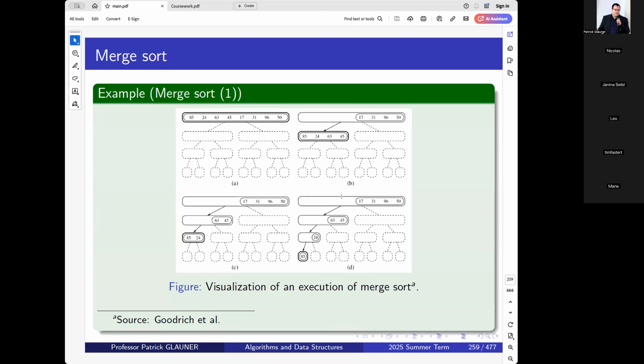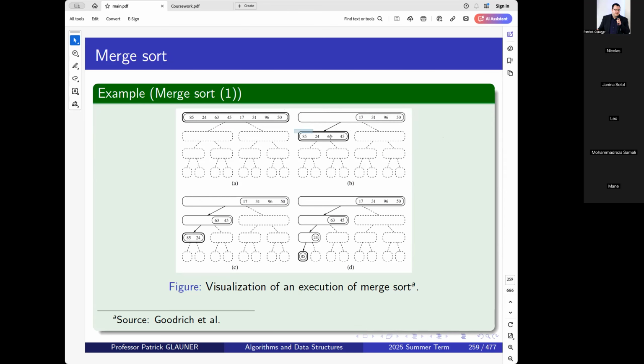There are a few slides here from the book. Imagine we have a data set that looks something like this. We have entries 85, 24, 63, 45, 17, 31, 96, and 50. We somehow need to break this now into smaller lists. We cannot just arbitrarily say, suddenly I have n sublists, but rather I need a repeatable process to break it. I can split this data set into left and right.